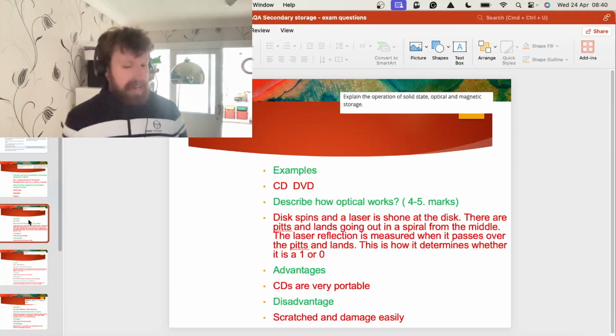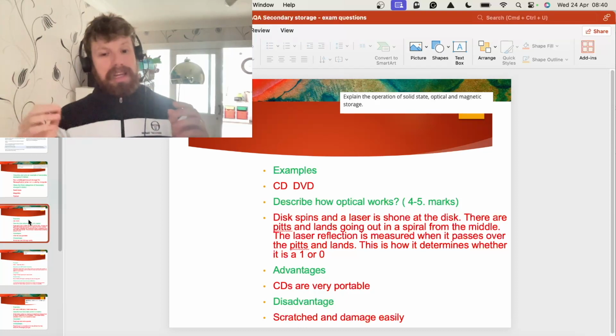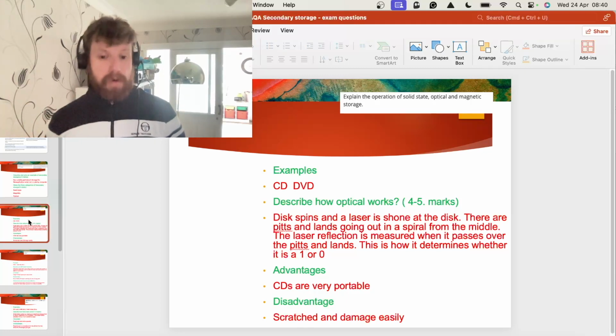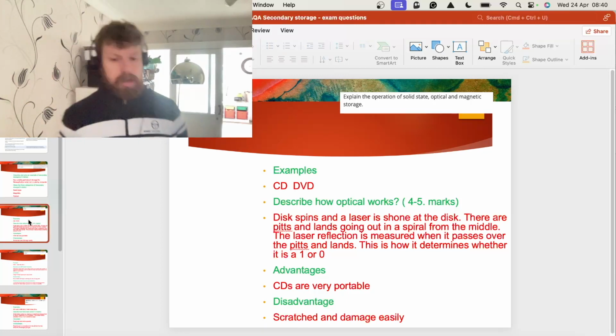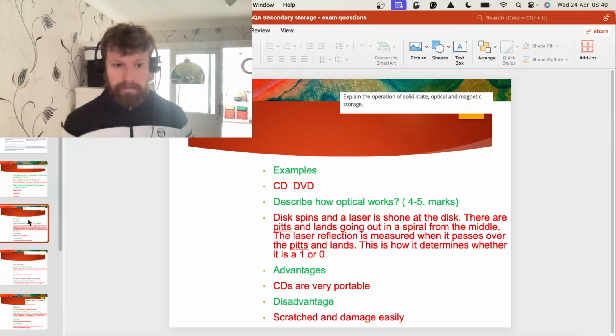Advantages, as I said, there's plenty, but we're trying to minimize the amount that you have to revise. CDs and DVDs, they're both very, very portable. Disadvantages, though, is that they can be scratched and damaged very easily.